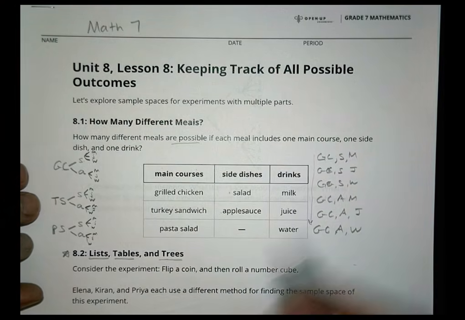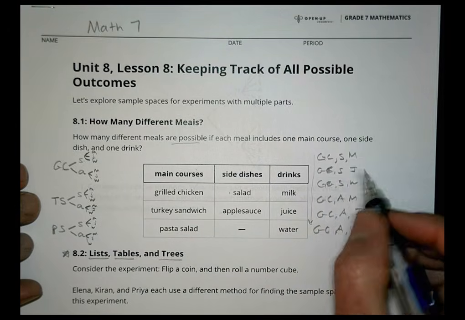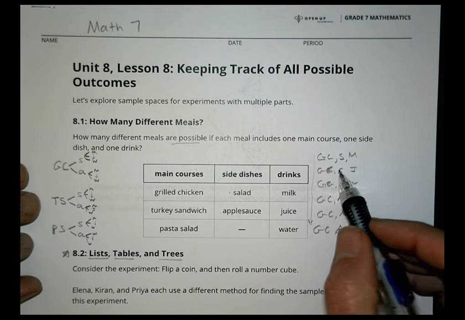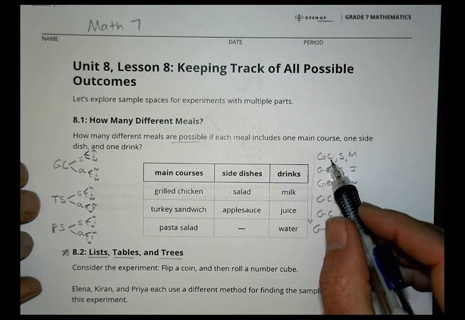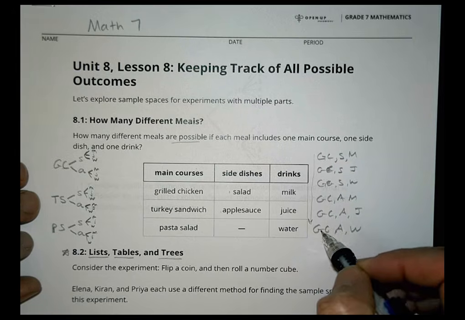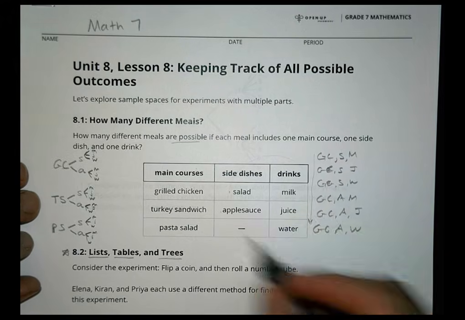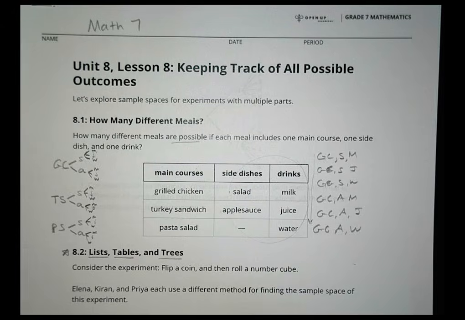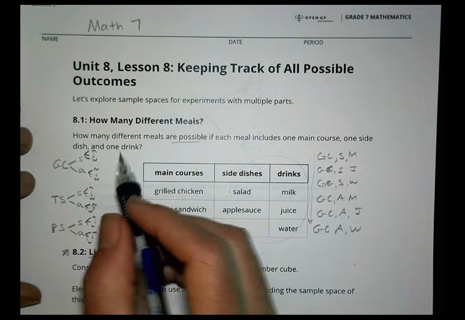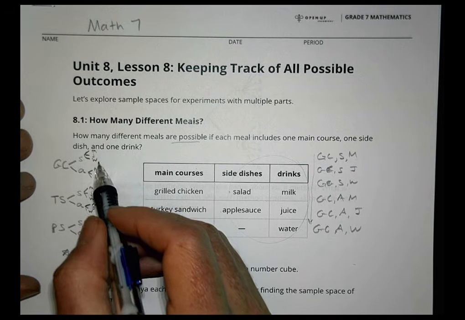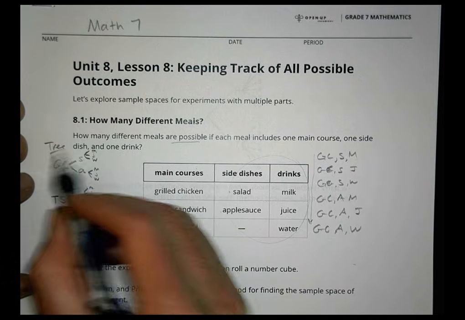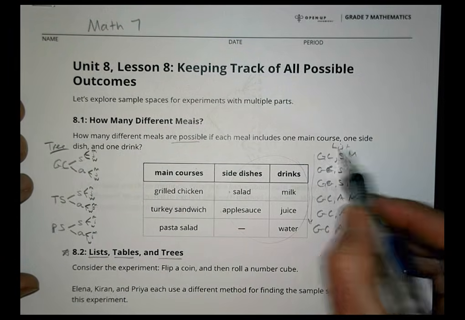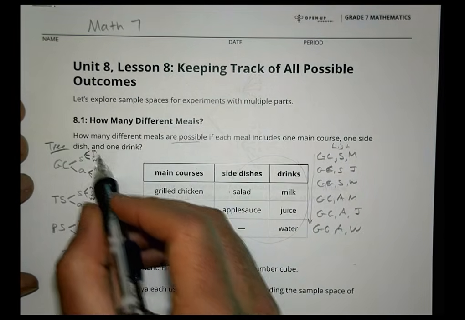Then I can move to the next one, right? So in terms of my options with grilled chicken, if I chose grilled chicken as a main dish, I'd have 1, 2, 3, 4, 5, 6 different possibilities when it comes to the combinations of side dishes and drinks. There's lots of different things that can happen here. Altogether, we can count on the end of our tree. This is a tree, and this one is a list. We can count to see how many choices there actually are, and we can number them here.